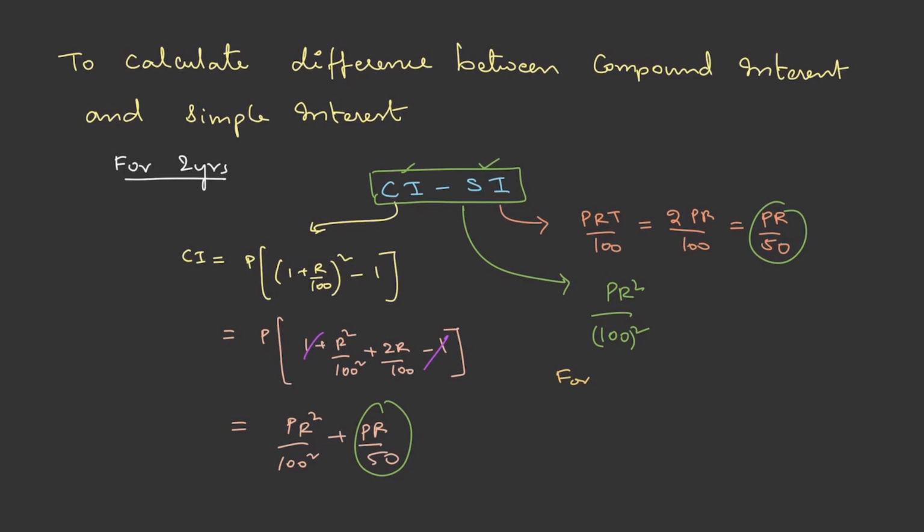Now for 3 years, I'll directly give you the formula. I'm not deriving it, but you can make a note of this in your book. It is PR square into (300 plus R) by 100 cube. It's better to memorize the formula because if you try to derive this in the examination center, it takes a lot of time. Okay, let's look into the application of this formula.